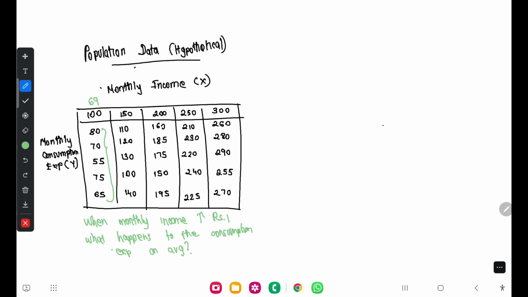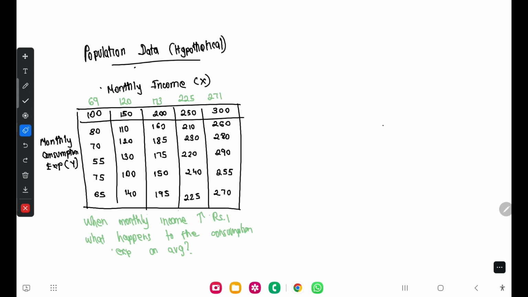Okay, so what are we trying to say from this? If the income level of a house is 100, they are basically expected to spend an average of 69,000 for their consumption. Likewise, we can find the average for all the income levels. So here you get 120, here you get 173, 225 and 271, which indicates basically the average consumption expenditure if you have that particular income level.